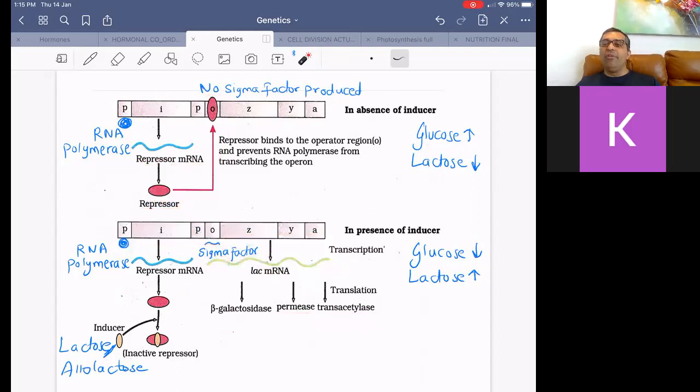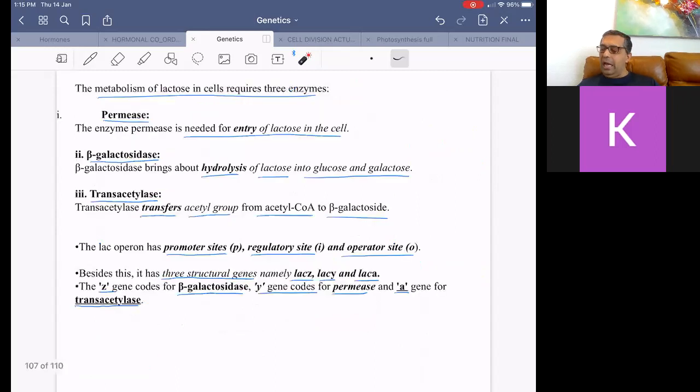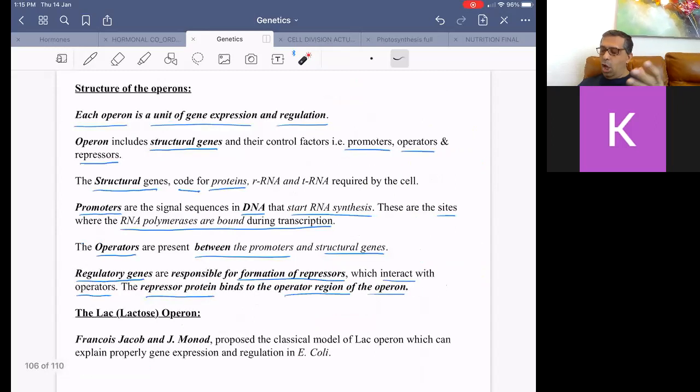So these are the different genes which are there in the operon, of which we have this very famous Lac Operon model, which was given by Jacob and Monod. Jacob and Monod proposed this classical model of the Lac Operon, which explains gene expression and gene regulation in E. coli. एस्केरिचा कोलाई में लैक ऑपेरॉन और लैक्टोज ऑपेरॉन is beautifully represented by Jacob and Monod.